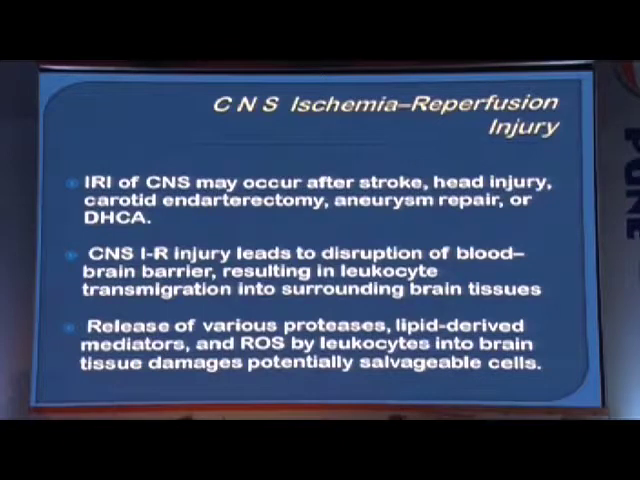In the same way, cerebral ischemia and reperfusion is also a major issue after stroke, head injury, or all these things. It can occur, and it leads to disruption of the blood-brain barrier, which causes more damage to the brain cells which are otherwise salvageable.